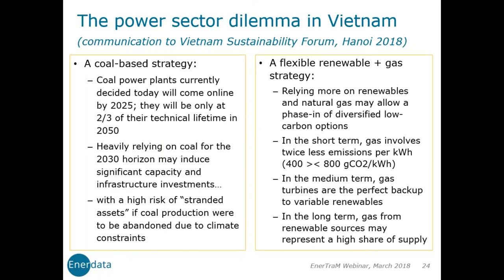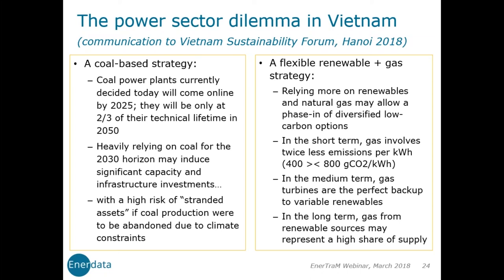As elements of conclusion on the energy situation of Vietnam, as it has been highlighted by EnerTraM, one can identify some kind of dilemma for the future of the energy sector in Vietnam, with two very contrasted strategies. A coal-based strategy that may have significant impact for the country, with the development of coal power plants that, if they are decided today, will come online by about 2025, and will be only at two-thirds of their technical lifetime in 2050.